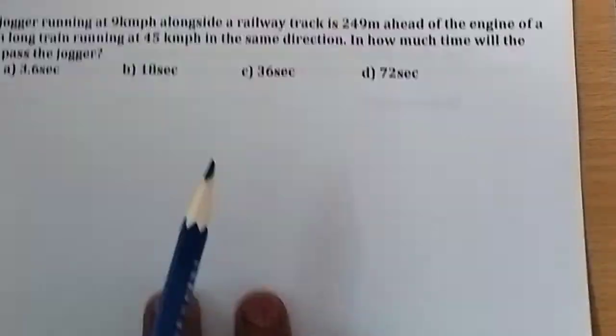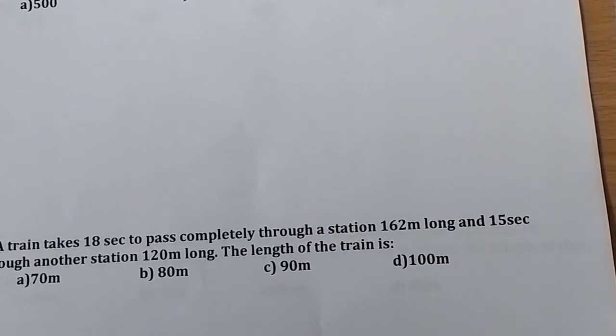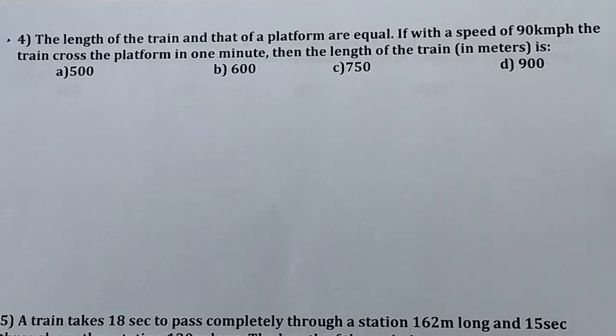So the next one is question number 4. This is also an easy question. I hope you can do this question on your own. The question is like this: length of the train and the platform are equal. With a speed of 90 kilometers per hour, the train crosses the platform in 1 minute.